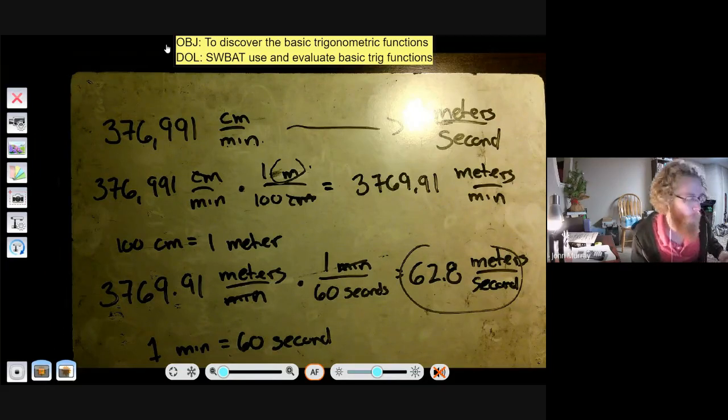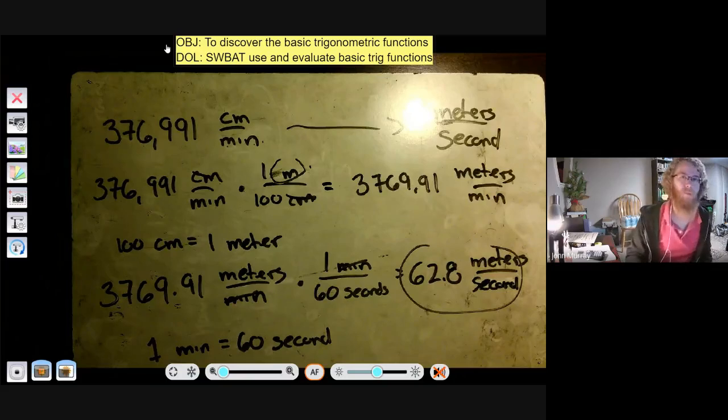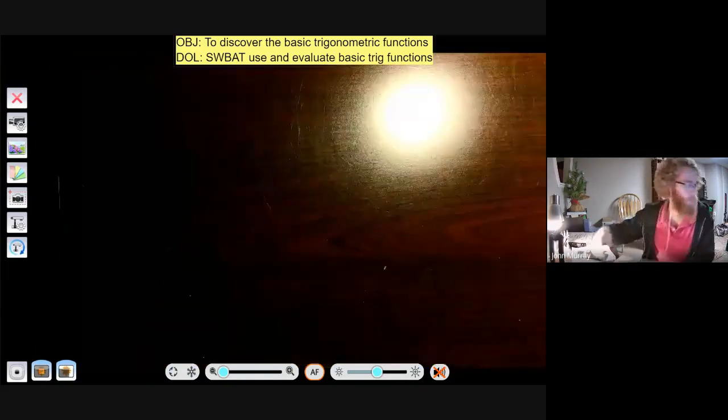Okay, so I thought that was a neat little lesson. And again, like I said, I don't remember if we went over unit conversion in class or not. All right, so today's lesson, we are transitioning.